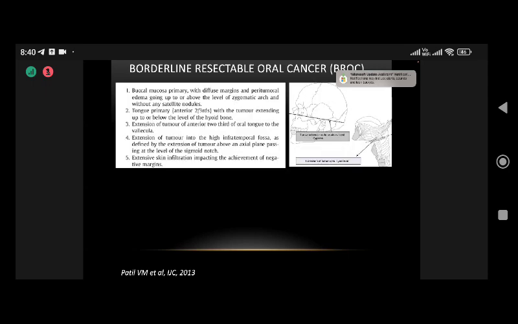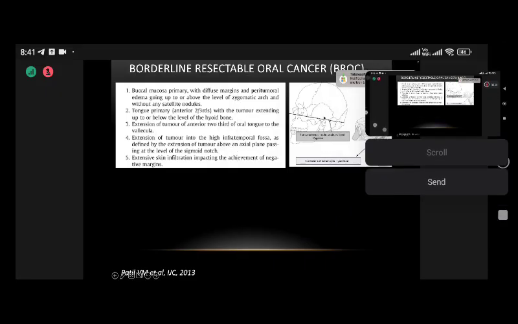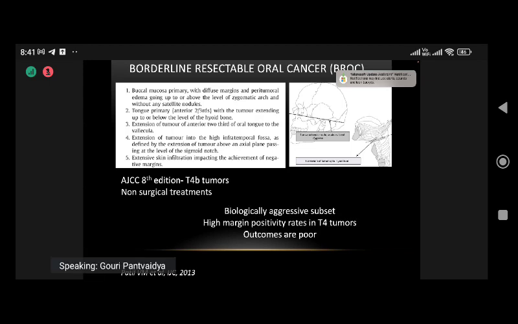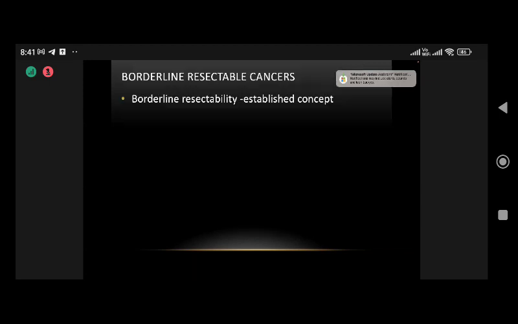Now, we have defined this in our paper. That is, if you have buccal mucosa primary with diffuse margins and edema or disease which is reaching up to the zygoma, you have extension of the tongue cancer that's going up to the hyoid. These patients are generally classified as T4B and they have advised non surgical managements. Basically, these tumors are biologically a very aggressive subset. You have high margin positivity rates in T4 tumors and outcomes are poor.